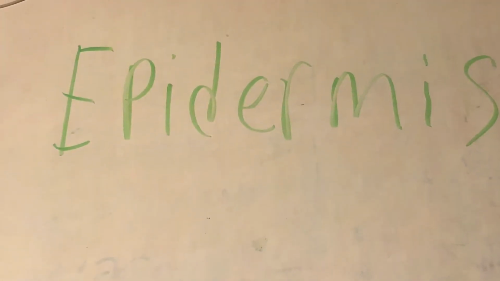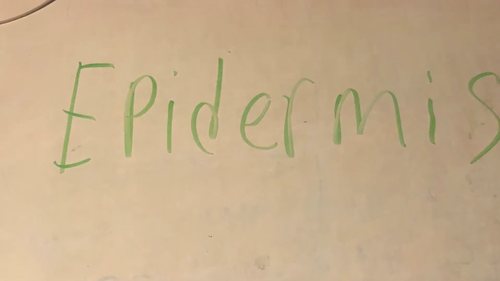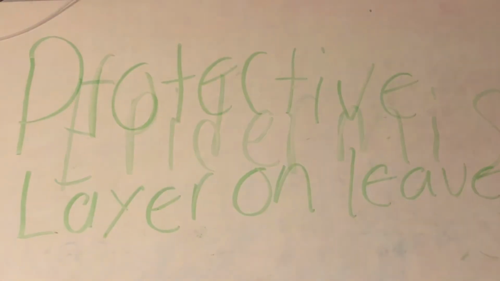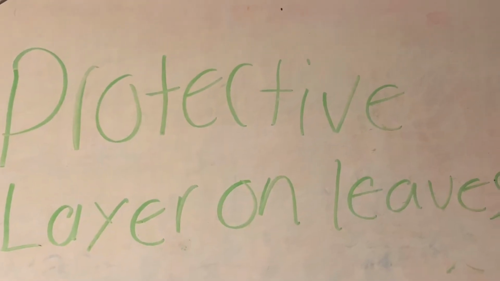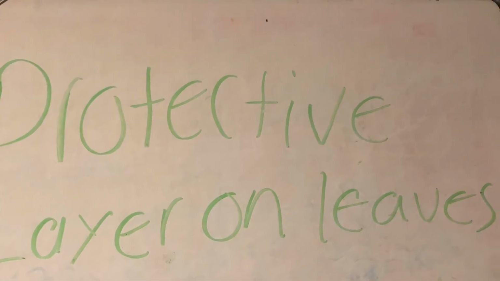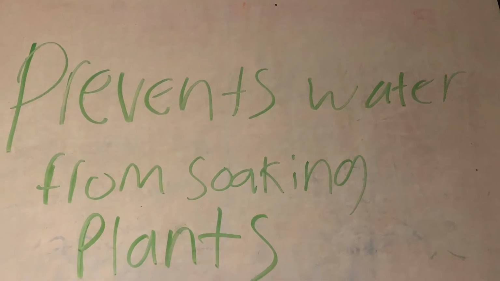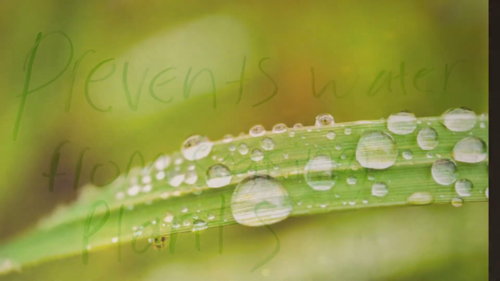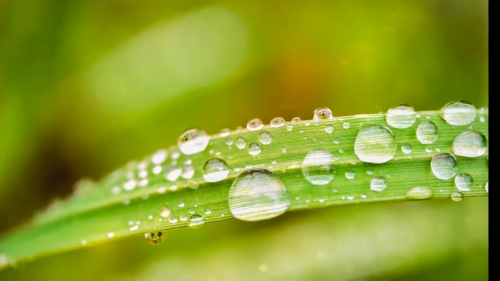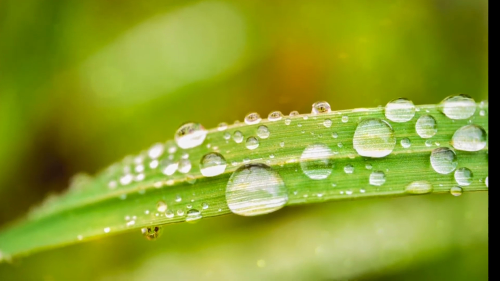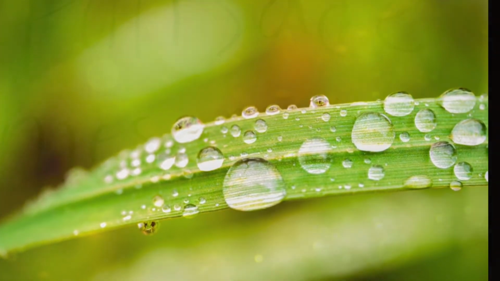Our next thing is the epidermis. It's a protective layer, keeps plant cells from getting waterlogged. As you can see in this picture, that's why it rolls up like that. That's the epidermis right there.